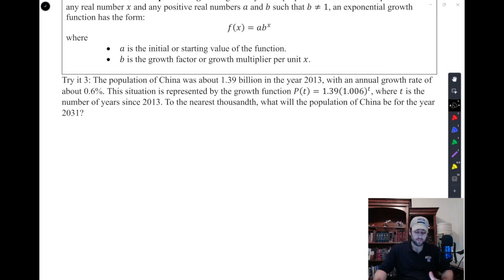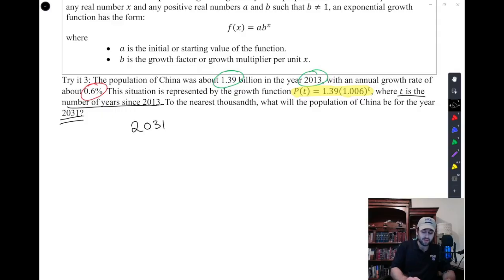So here's an example. The population of China was about 1.3 billion in 2013, with an annual growth rate of 6%. This is all modeled in this exponential function right here, and they want to know, after a little bit of time, so in the year 2031, what will the new population be? And t is the number of years since 2013. So the first thing we're going to do is just figure out, okay, well, how many years have passed? And so we'll subtract those two numbers, and we'll get 18 years have passed.